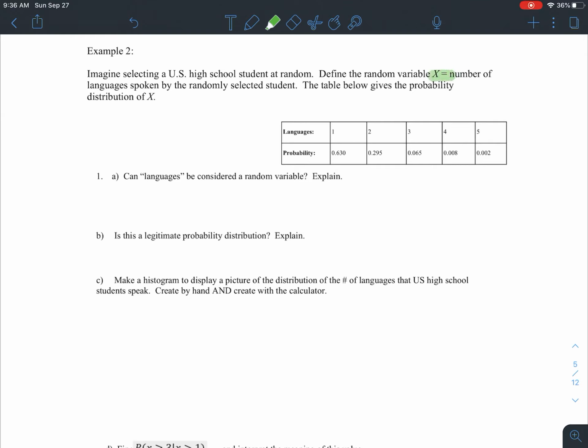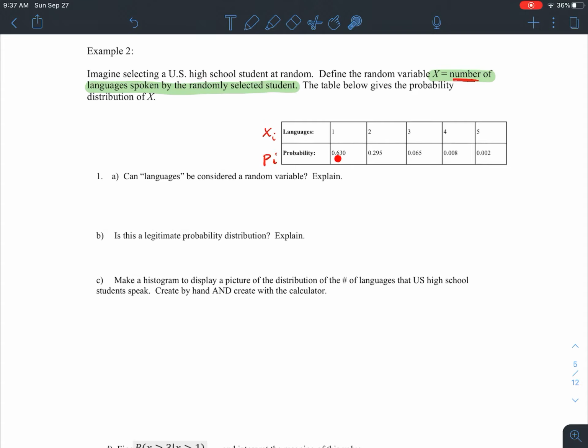Okay, let's take a look at example number 2 here. It says, imagine selecting a U.S. high school student at random. We're going to define X, this is our random variable, to be the number of languages spoken by the randomly selected student. Once again, take note here, we would be recording a number, so this is definitely numerical. It says the table below gives the probability distribution of X. Essentially what you see here in this probability distribution is the number of languages spoken. This is our random variable, so I'm going to call that X off to the side.